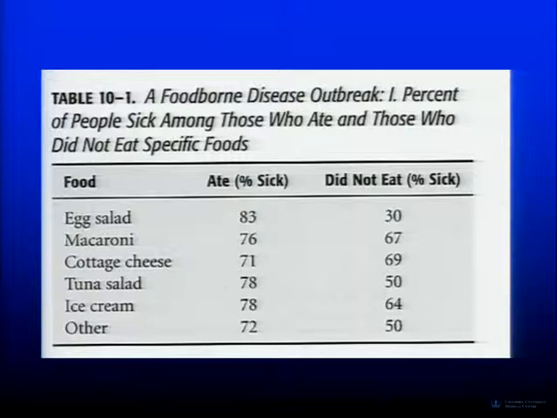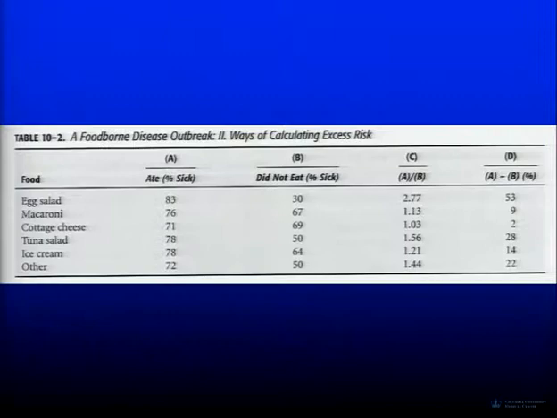Okay, so here is a foodborne illness that has occurred, and we're looking at the percent of people that got sick among those who ate a food and those who did not eat a certain food. So the 8 people is the exposed, and the did not eat is the non-exposed, is the way that you can think about this. So this is looking at various foods and what was the attack rate. So now we're going on.